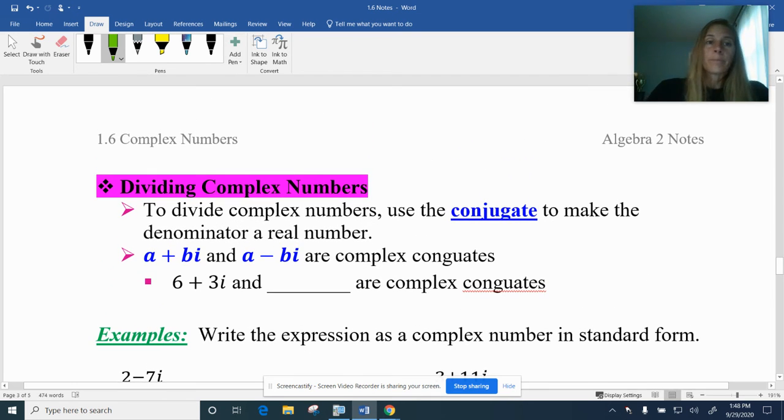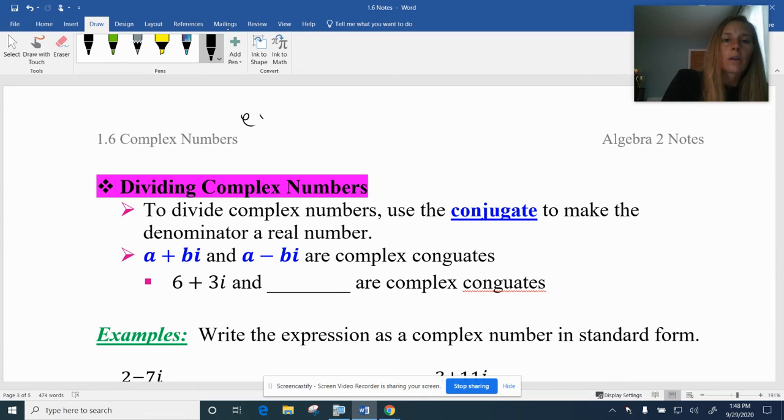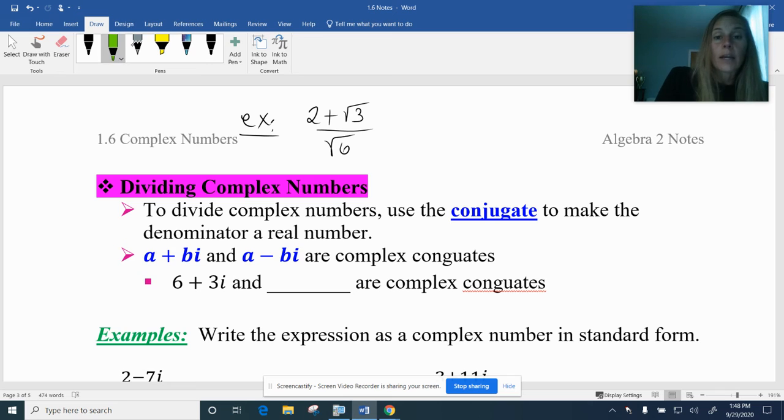So for example, I'm going to put an example that's not here. Let's say you had something like 2 plus radical 3 over radical 6. Okay, I'm just making this up. You can't leave this radical 6 on the bottom, right? So you would have to multiply both the top by radical 6 and the bottom by radical 6, right? So the bottom would now just be 6, and the top, you would have to distribute that.